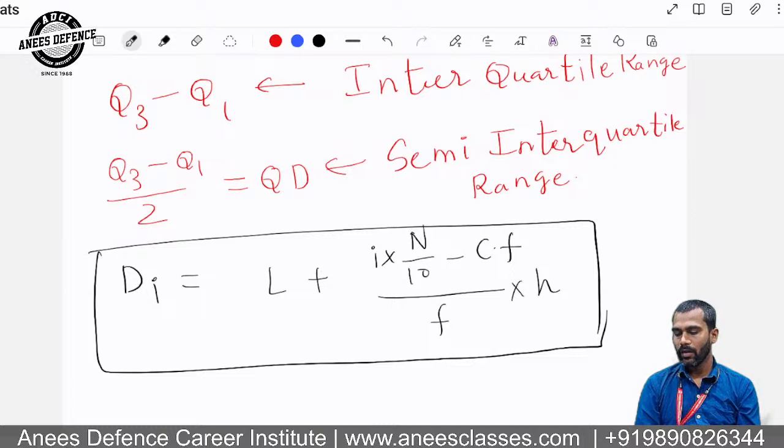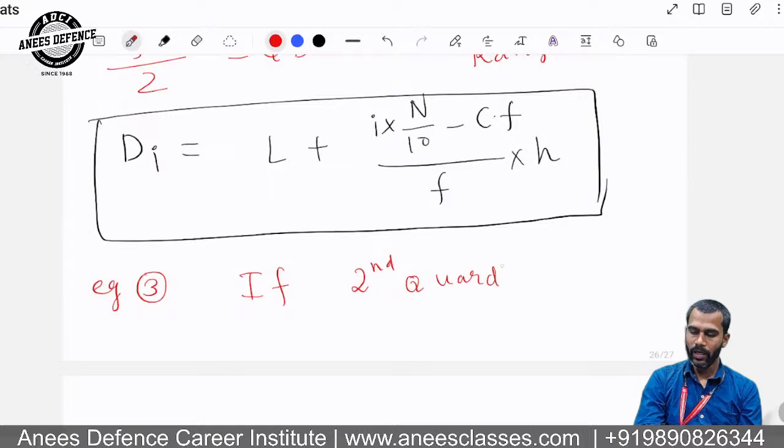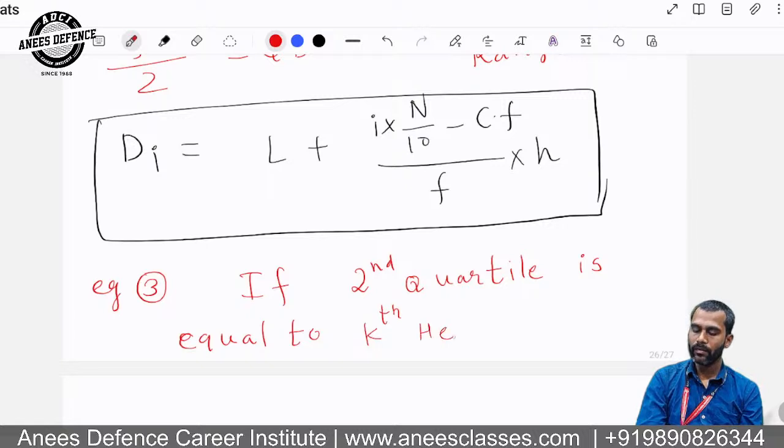So let me ask you one question. Example number 3: if the second quartile is equal to the kth hexile, then what is the value of k?